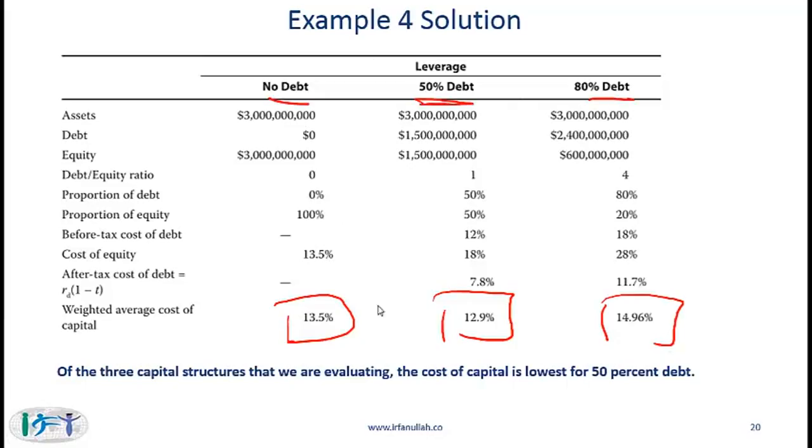And given the numbers, the optimal scenario is to take 50% debt, because at 50% debt, our weighted average cost of capital is the lowest, which means that the value of the firm is maximum when we have 50% debt. Or I should say that relative to these, given these three scenarios, the maximum value is with 50% debt.